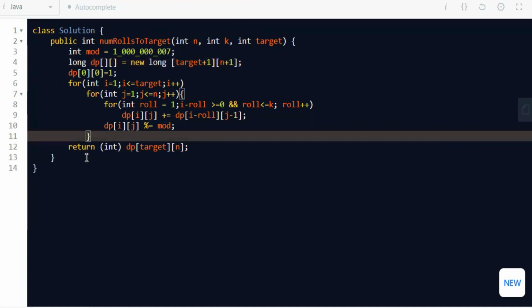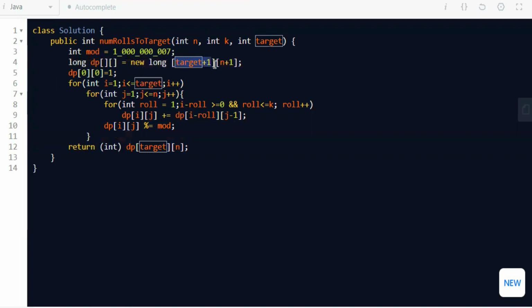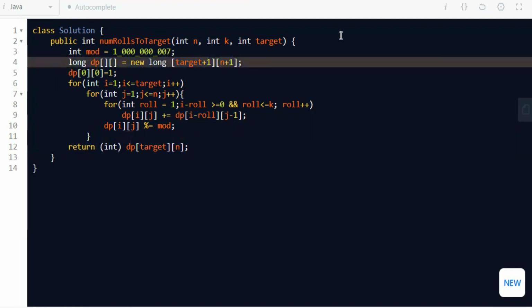Now, what exactly are we doing with this DP array? The DP array is of length target plus 1 and n plus 1, n being the number of dice. As I said, we had drawn that DP of n, k, and target. In that, k is constant for all. We know k, and we shouldn't have it in our DP. So that's why we didn't take it in our DP. We simply have two variables, target and the number of dice we have.